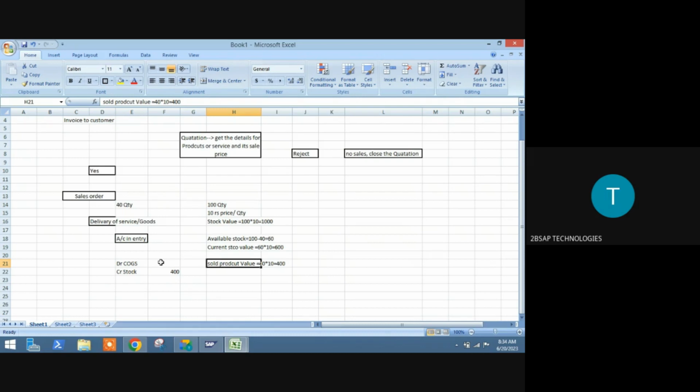So here, the cost of goods sold account is a P&L account, and your value is 400. This is why you are adjusting your balance sheet value to your P&L.